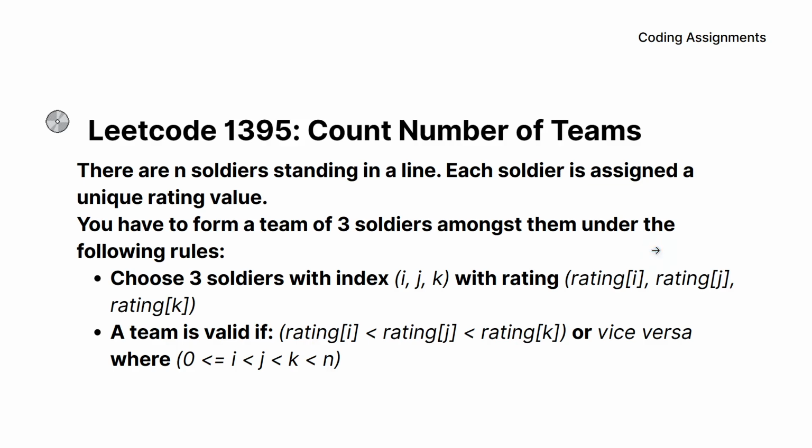For the second problem, which is Count Number of Teams, there are n soldiers standing in a line. Each soldier is assigned a unique rating value. You have to form a team of 3 soldiers amongst them under the following rules. Choose 3 soldiers with indices i, j, and k with ratings rating[i], rating[j], and rating[k]. And a team is valid if the ratings are sorted in strictly increasing or decreasing order.